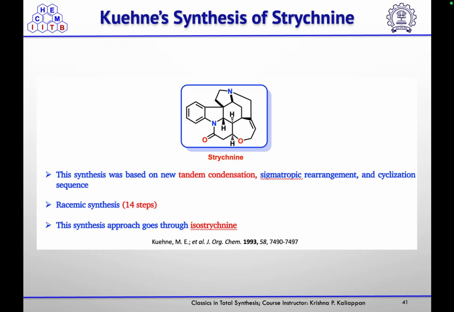Then the last total synthesis of strychnine that we have to discuss is reported by Kuehne's group. He used a tandem condensation reaction, sigmatropic rearrangement reaction, and cyclization sequence to complete the total synthesis in 14 steps. And then he developed a method for the asymmetric synthesis also. His synthesis goes through isostrychnine.